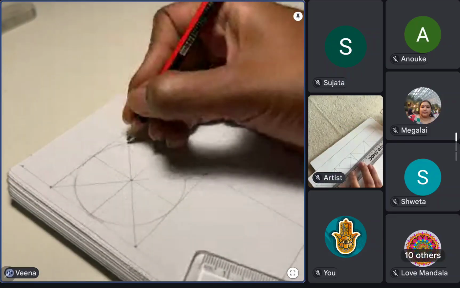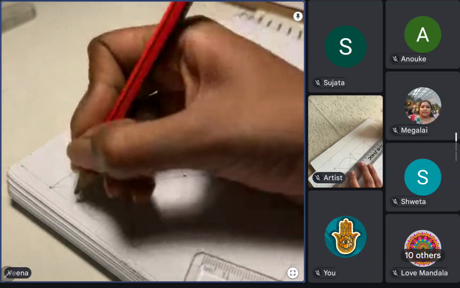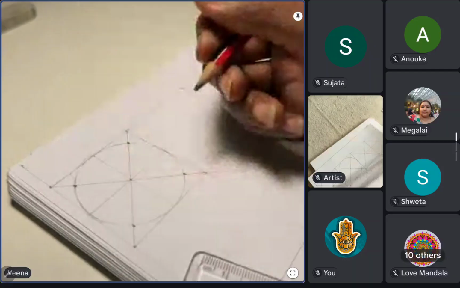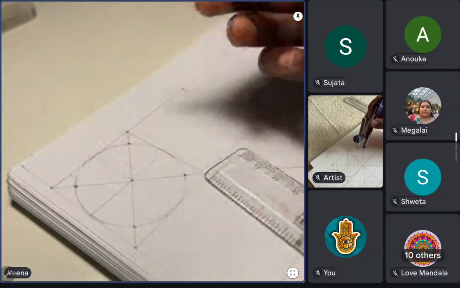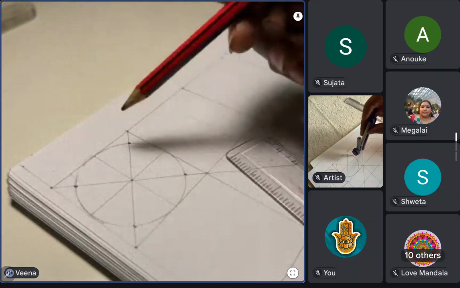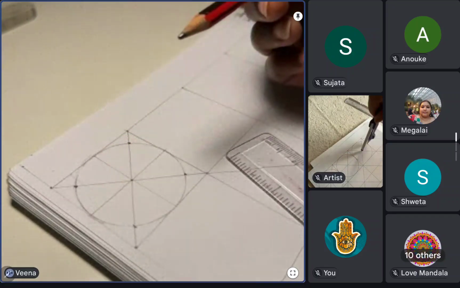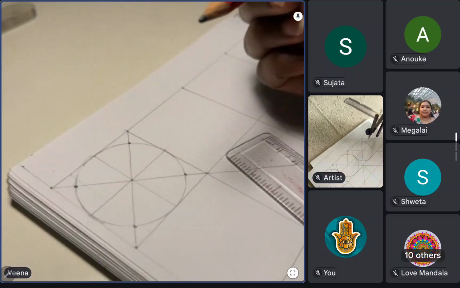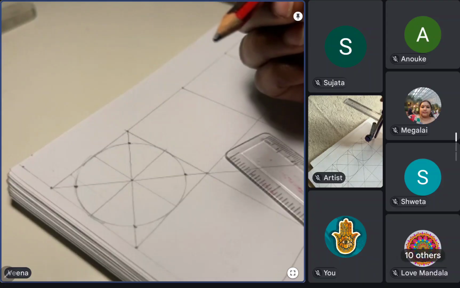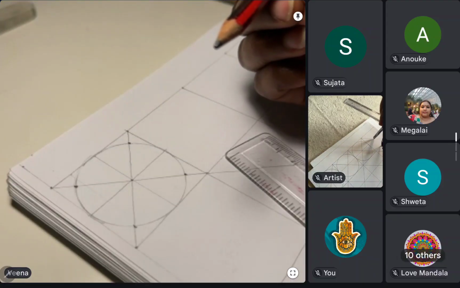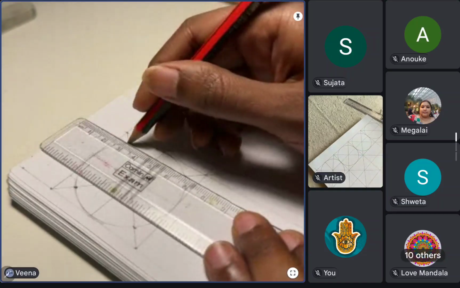And then we're going to mark this point. So just because you asked this question now, after the circle, also please draw the horizontal and the vertical line. And then join.